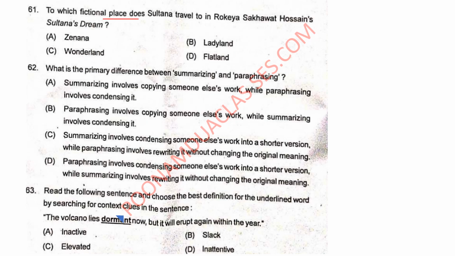To which fictional place does Sultana travel in Ruqayya Shekhawat Hussain's Sultana's Dream? The correct answer is option B, Ladyland. The story imagined a woman called Sultana who reaches a place called Ladyland. The place is also, of course, imaginative.